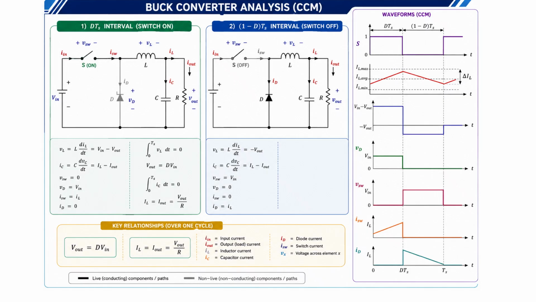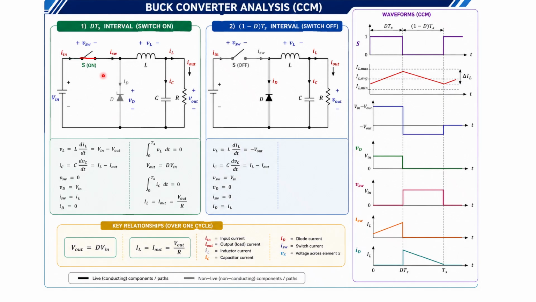Now let's understand the energy transfer process. This we have already explained in the previous lecture. We have two conditions: the switch is in the on condition, and the switch is in the off condition. The first circuit diagram is for when the switch is on. When the switch is on, it is closed, so it acts as a closed circuit.